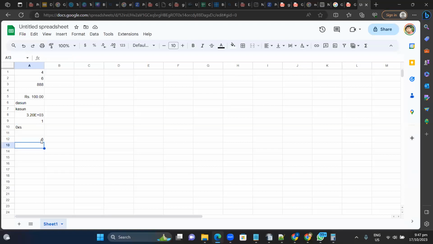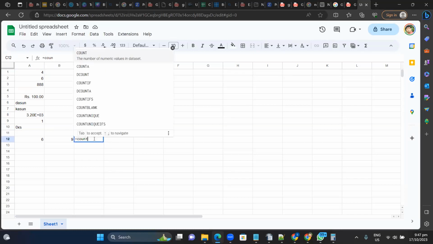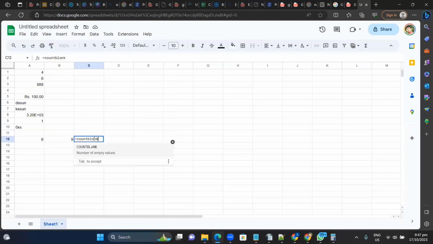But if you take count A, it will count numbers and text both. And if you use count blank, that will count the blank cells. So what is the total number of cells? Here to here, how many cells? How to count that?